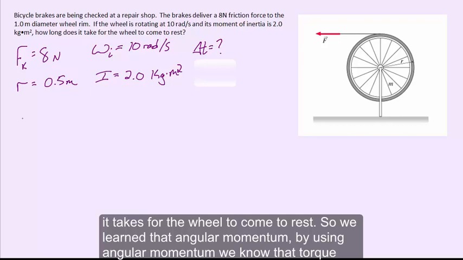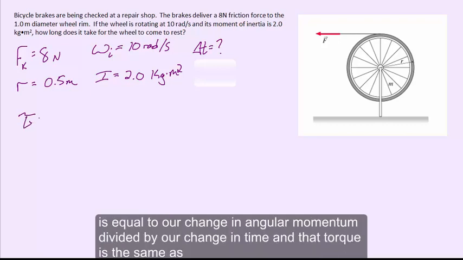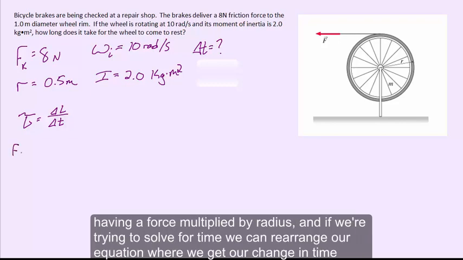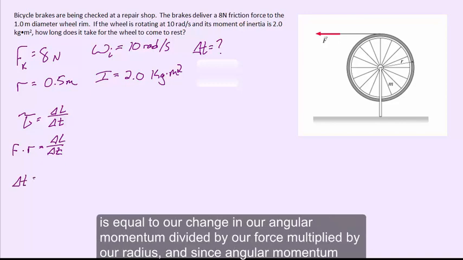So we learned that by using angular momentum, we know that torque is equal to our change in angular momentum divided by our change in time. And that torque is the same as having a force multiplied by radius. And if we're trying to solve for time, we can rearrange our equation where we get our change in time is equal to our change in angular momentum divided by our force multiplied by our radius.